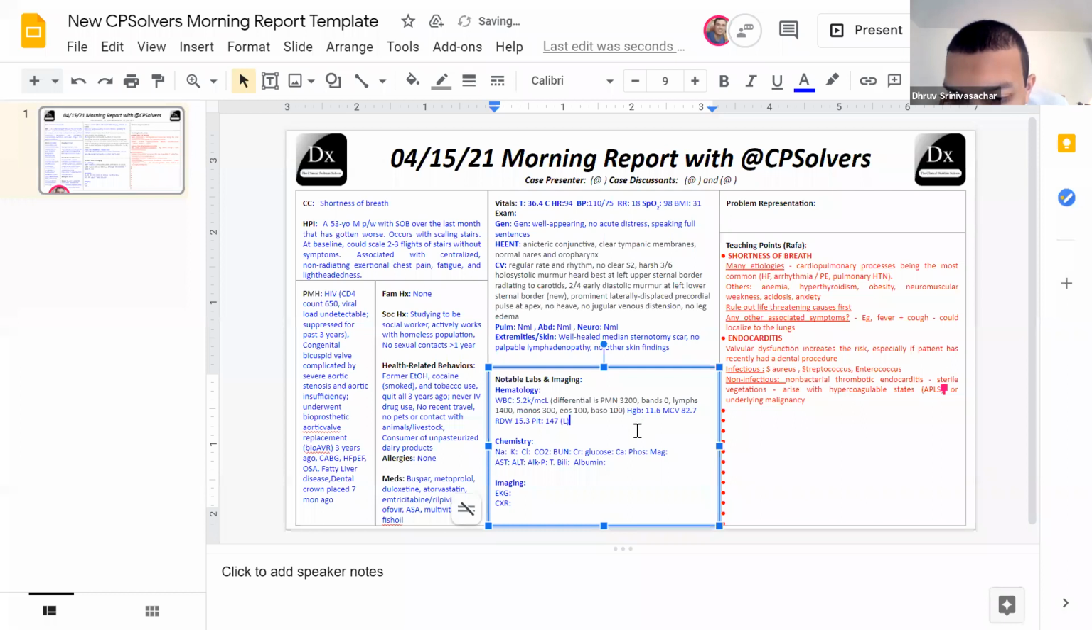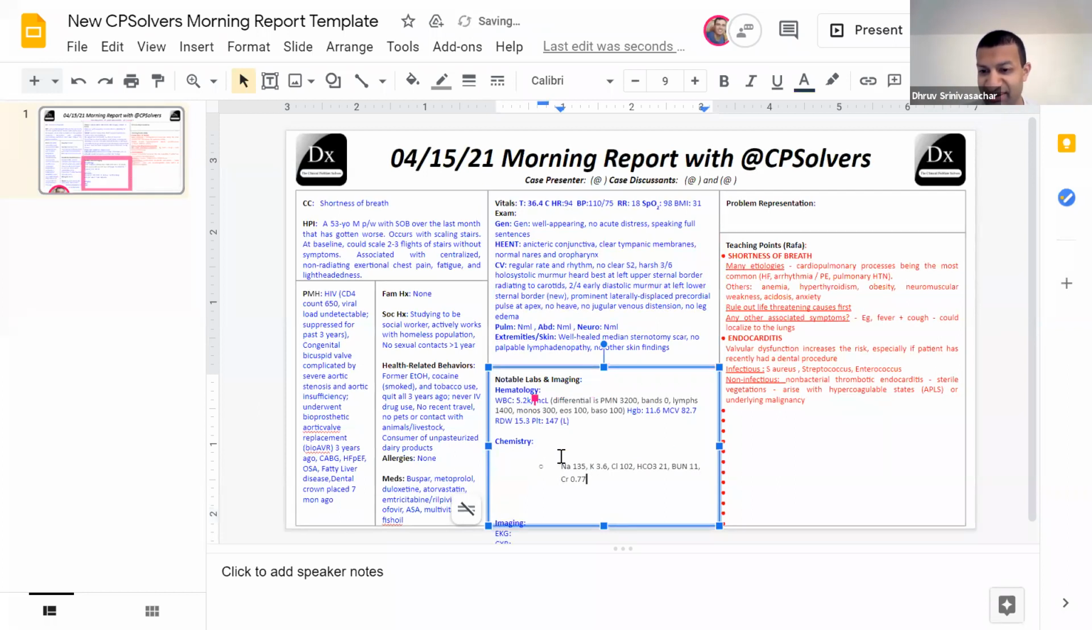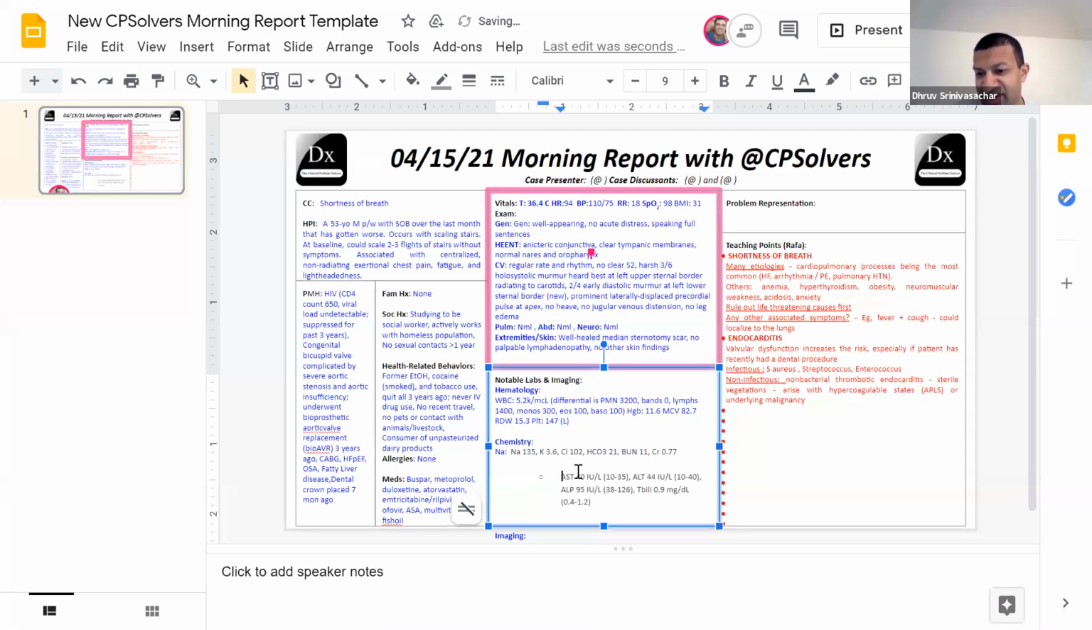On his Chem 7 or basic metabolic panel, sodium of 135, potassium of 3.6, chloride of 102, bicarb of 21, BUN of 11, creatinine of 0.77. And on his liver chemistries, AST of 40, which is a little bit above normal, ALT of 44, which is also a little bit above normal, ALK Phos of 95, which is normal, total bilirubin of 0.9, which is normal.